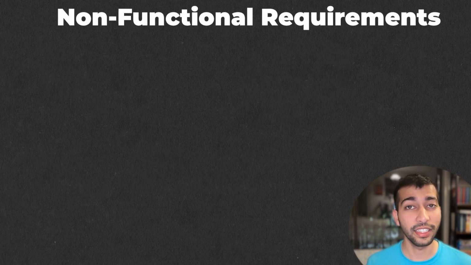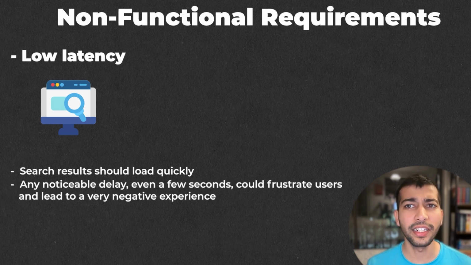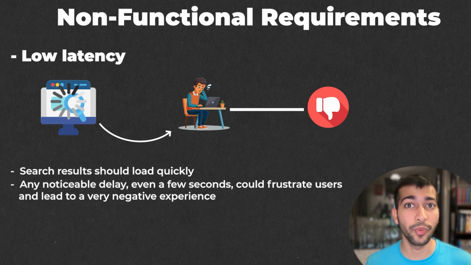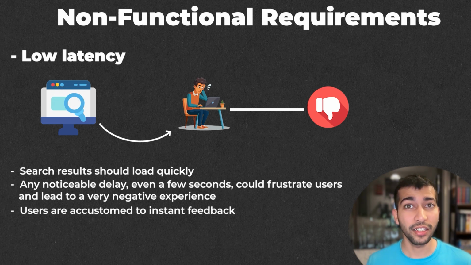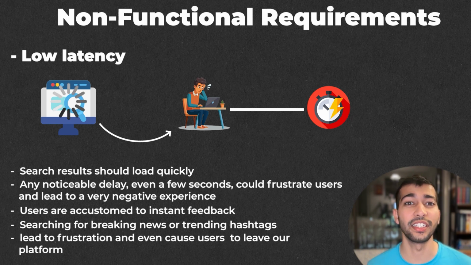The second one is low latency. So what it means is that search results should load quickly. Any noticeable delay, even a few seconds, could frustrate users and lead to a very negative experience. It's a very bad experience if the user has to wait a lot. Users are accustomed to instant feedback, whether searching for breaking news or trending hashtags. Waiting too long for results can lead to frustration and even cause users to leave our platform. So we do not want that.